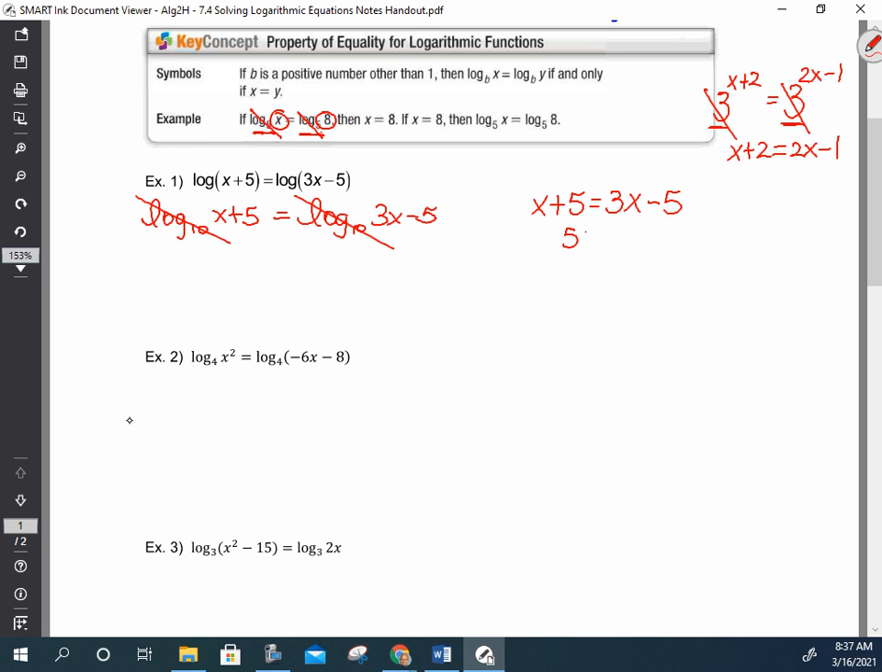Subtract your x, add your 5, and then divide. Any questions so far? Everyone in here good?